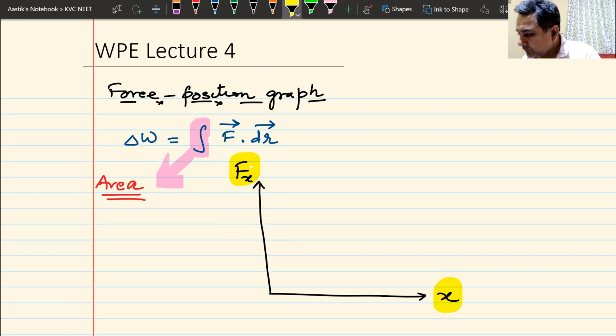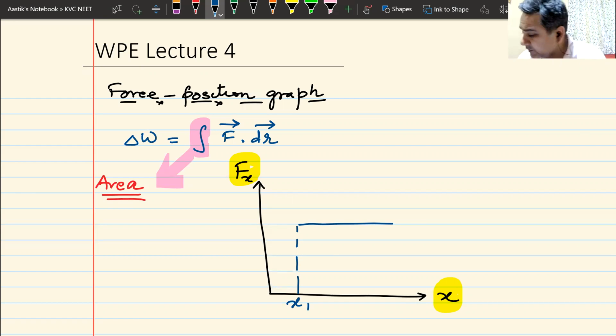Now, if this force is a constant force, the graph would be a straight line like this. It can start from x equal to 0, or it may not start from x equal to 0. Here, the position, or people will say displacement, will be x1. Here, the displacement or position would be x2. Here, force would be constant, so it will not change. It will be simply equal to F.